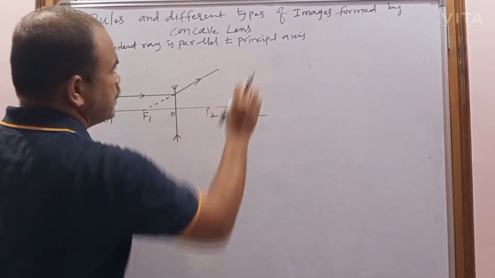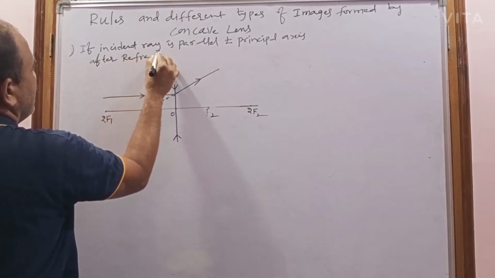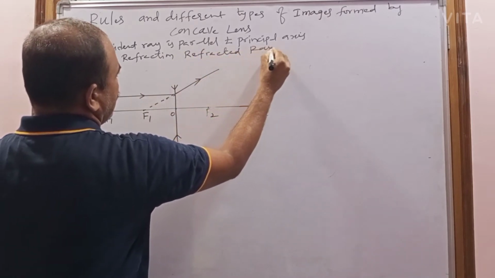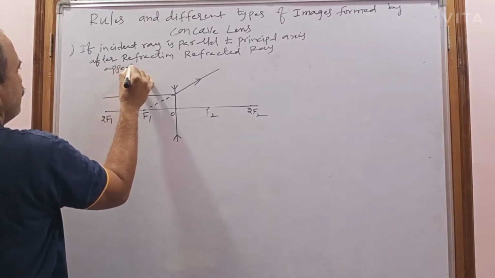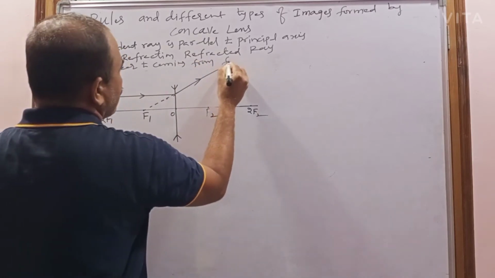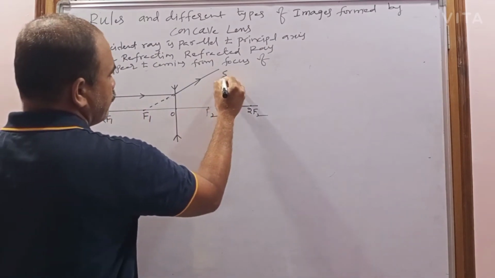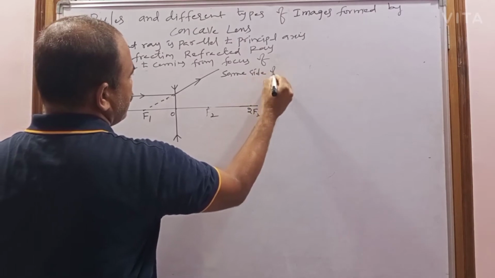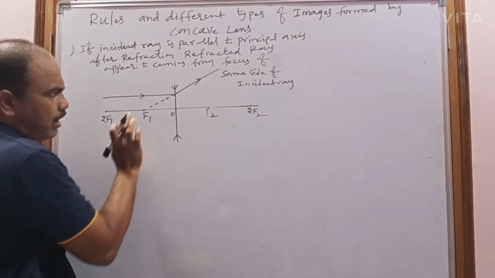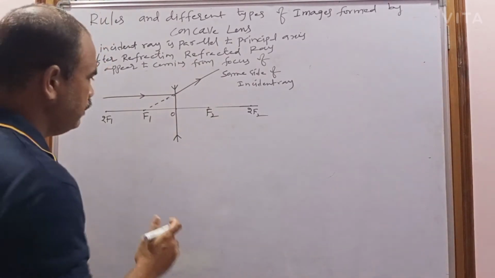So if the incident ray is parallel to the principal axis, after refraction the refracted ray appears to be coming from the focus on the same side as the incident ray. That means it appears to come from the focus on the side the incident ray comes from, but not the second focus. Now coming to the second rule.